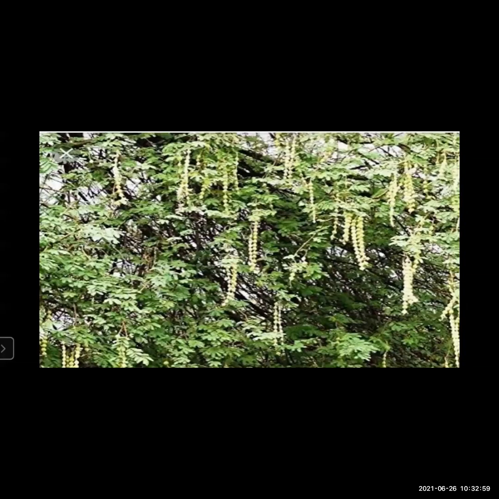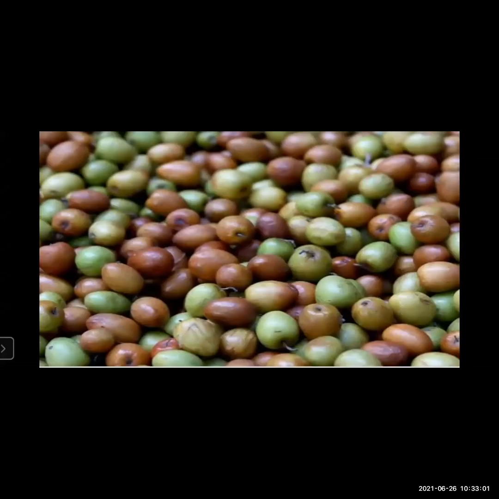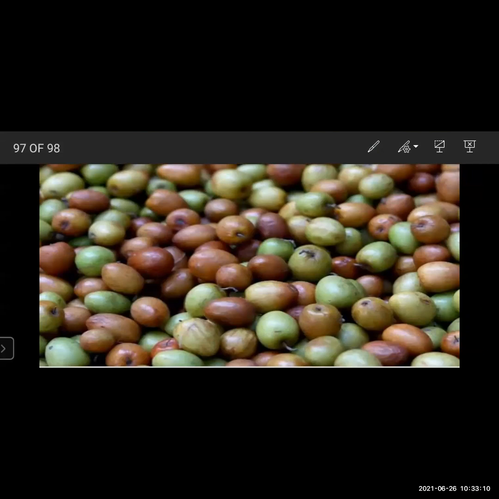Okay, so this is the babul tree and this is the jujube. Bor, we say in Hindi, jujube in English, and this is the babul tree. It doesn't require a good amount of rainfall. It grows in semi-arid or thorny areas.